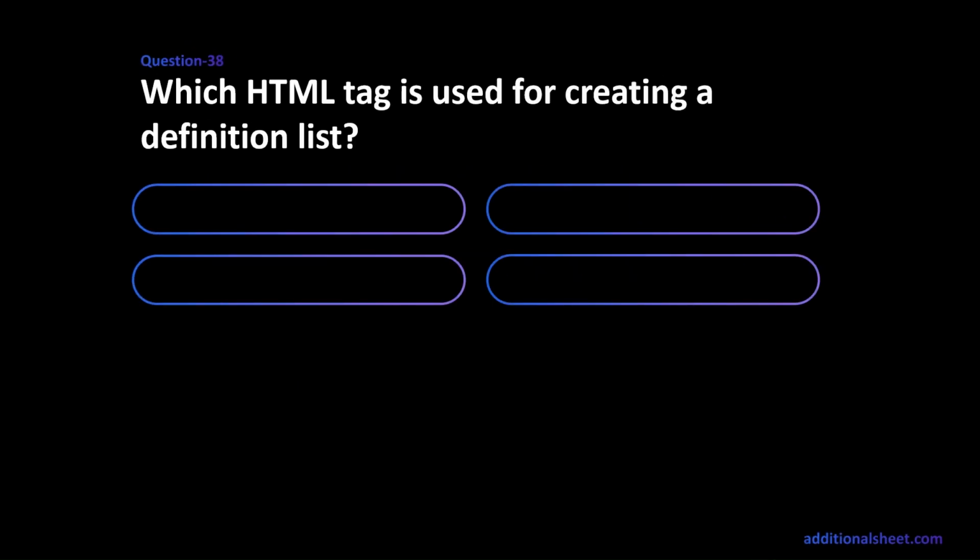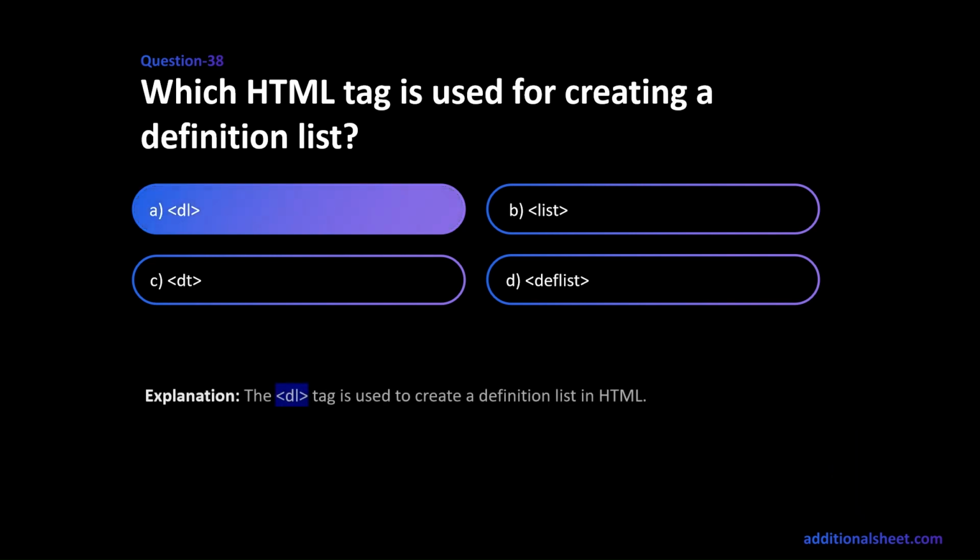Q38. Which HTML tag is used for creating a definition list? Options are A. DL, B. List, C. DT, D. Def list. The correct answer is option A. The DL tag is used to create a definition list in HTML.